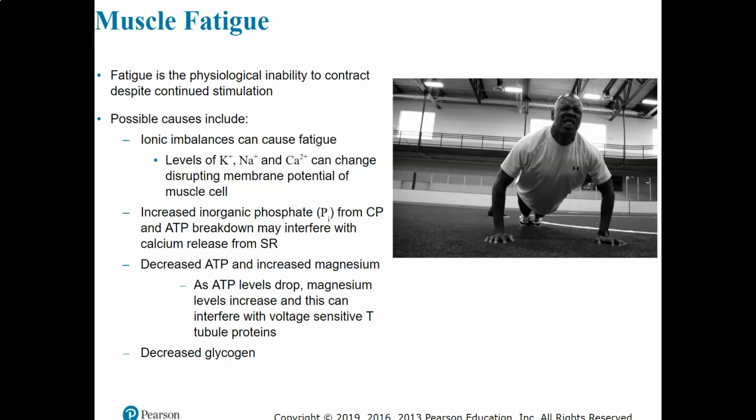Also, once our muscles have depleted their store of glycogen, then our muscles are going to rely on glucose from our blood, and if we can't supply enough glucose quickly enough, then we're not going to be able to generate the ATP necessary to keep our muscles working.